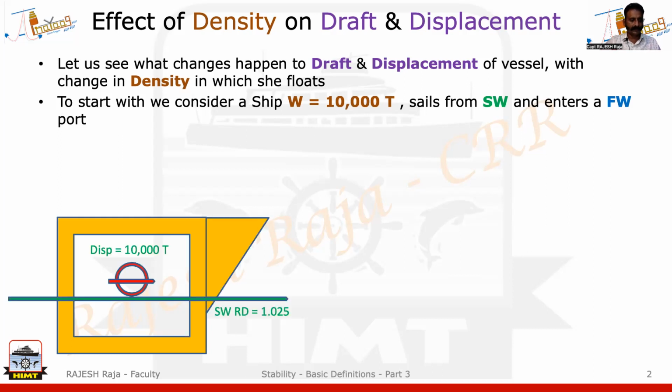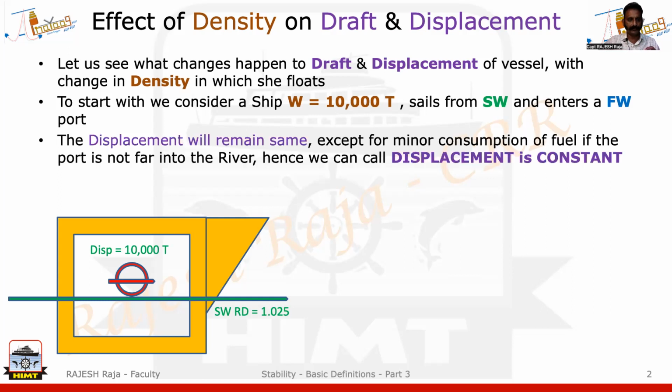I consider this vessel 10,000 tons. And I'm floating in salt water of 1.025. I've shown you a reference of the Plimsoll mark also. So let us look at this example and continue. I'm going to assume that the distance is just outside the river mouth, from where you are coming from salt water, and you are entering the river and going to a small port or jetty in the river port, and that is having fresh water.